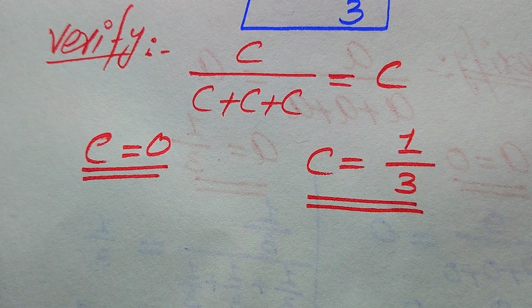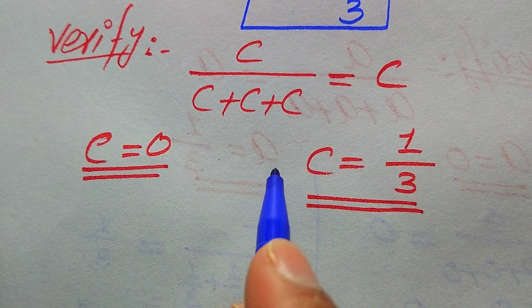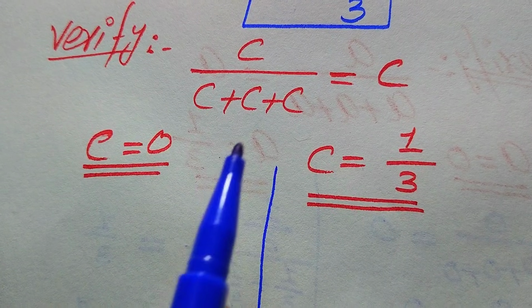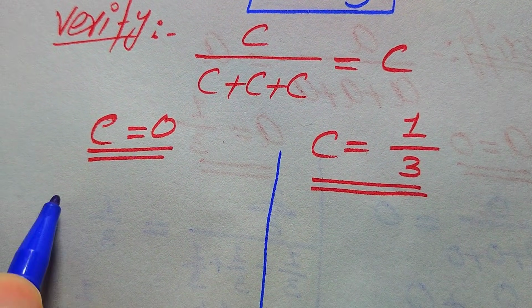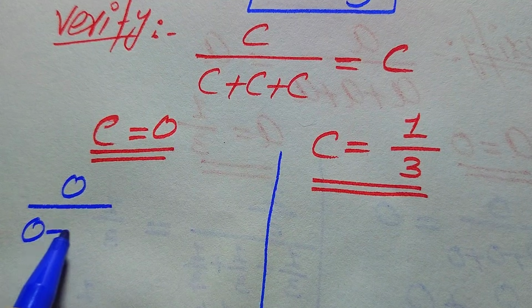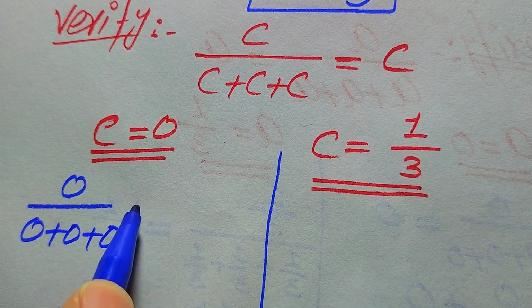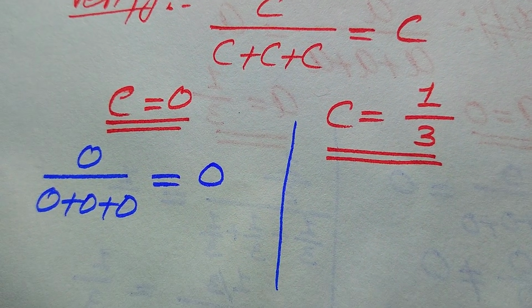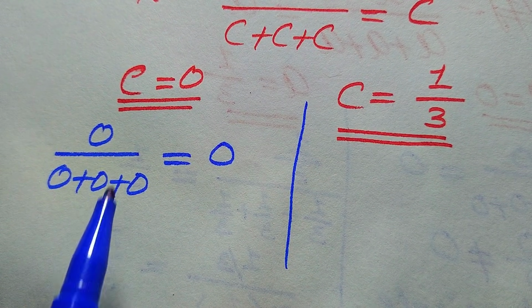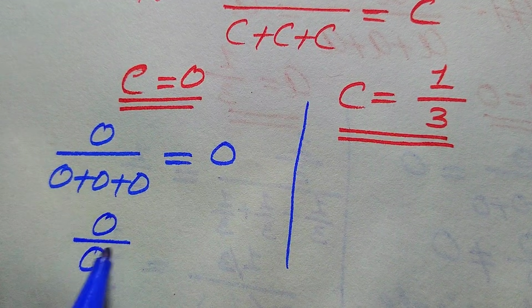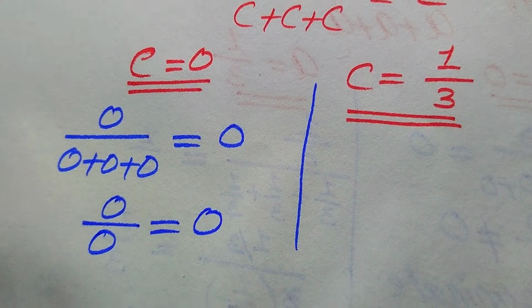So here, first we verify c equals 0. When we substitute c equals 0 into both sides of the given equation, it will be written as 0 divided by 0 plus 0 plus 0 equals 0. In the next step, we need to simplify the terms, and we get the left-hand side becomes 0 over 0 form equals 0.